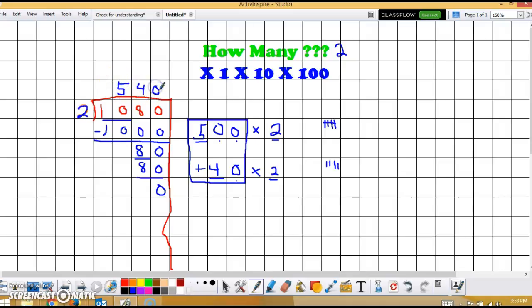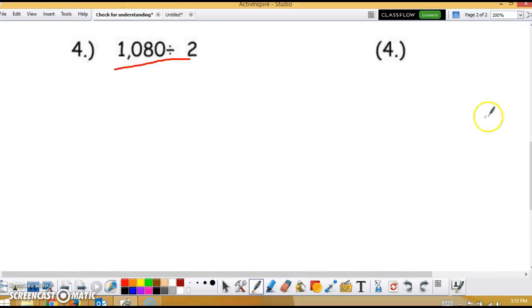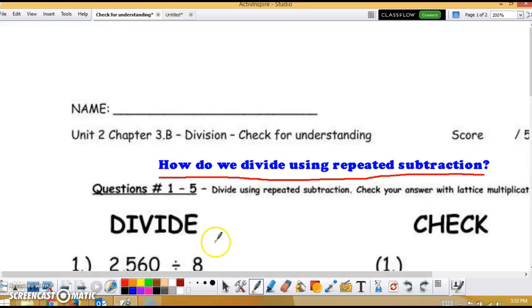Now, I take the information that is in expanded form over here, 500 in my hundreds category, plus 40 in my tens category, and I get 540. So this is a method of division that maybe you've never seen before. But in short, it's a way that you can use repeated subtraction to divide. I hope this helps, and I'm sorry for any confusion.